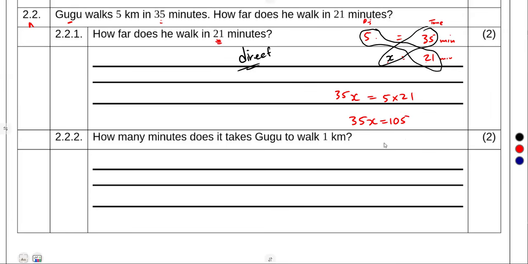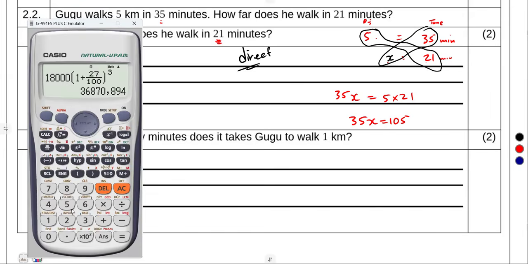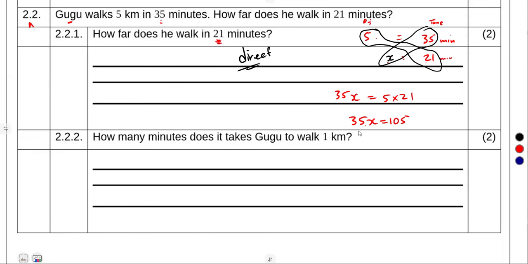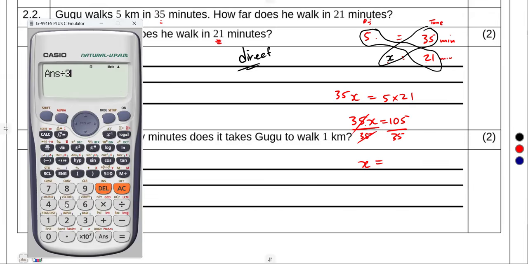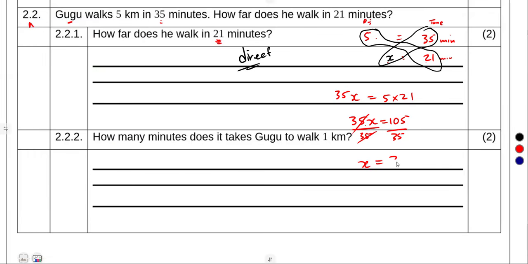All right, you can just use a calculator. 5 times 21, that's 105. So divide by 35 since we have a product. That was going to give us the value of X. So 105 divided by 35, that is 3. So X is equal to 3, meaning 3 kilometers. So it's going to cover 3 kilometers in 21 minutes. So that's direct proportion in this case, all right?